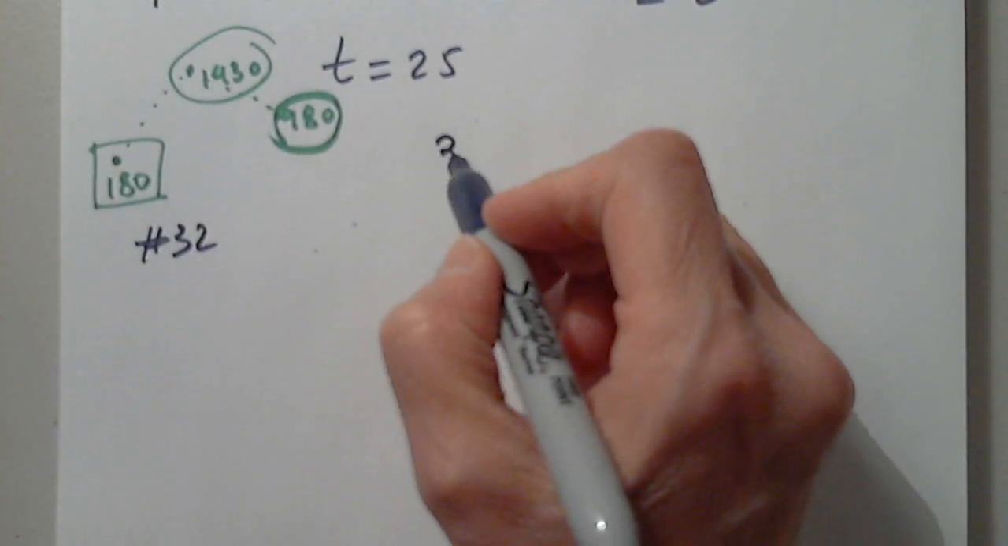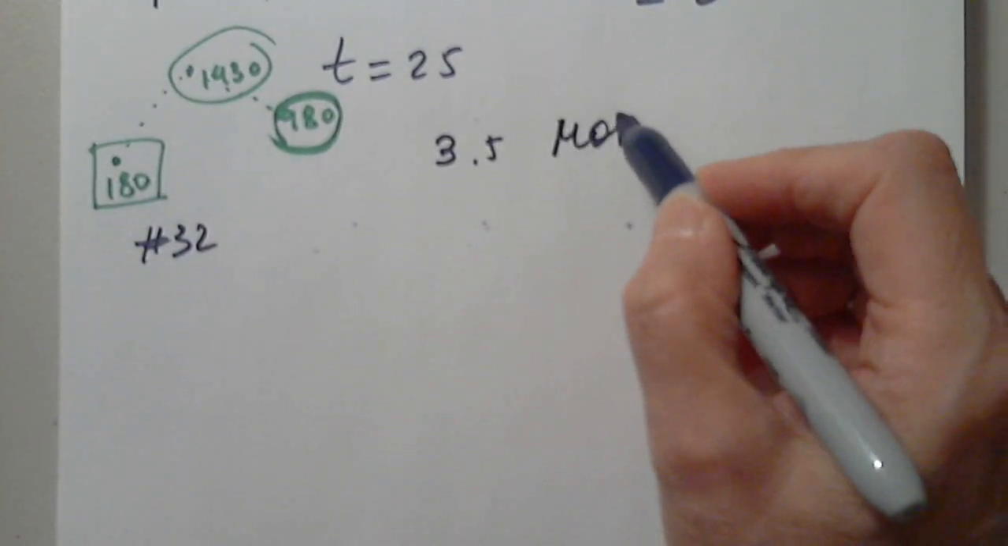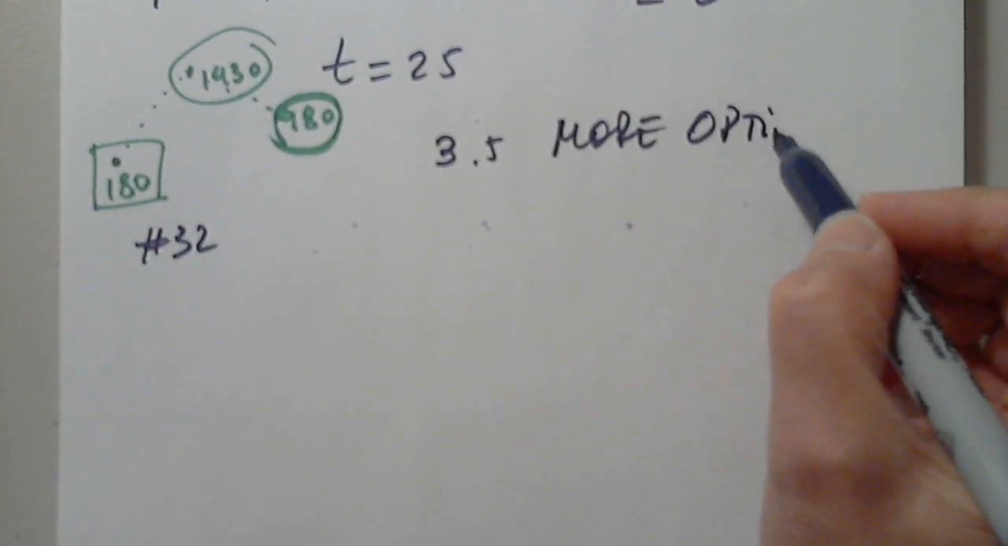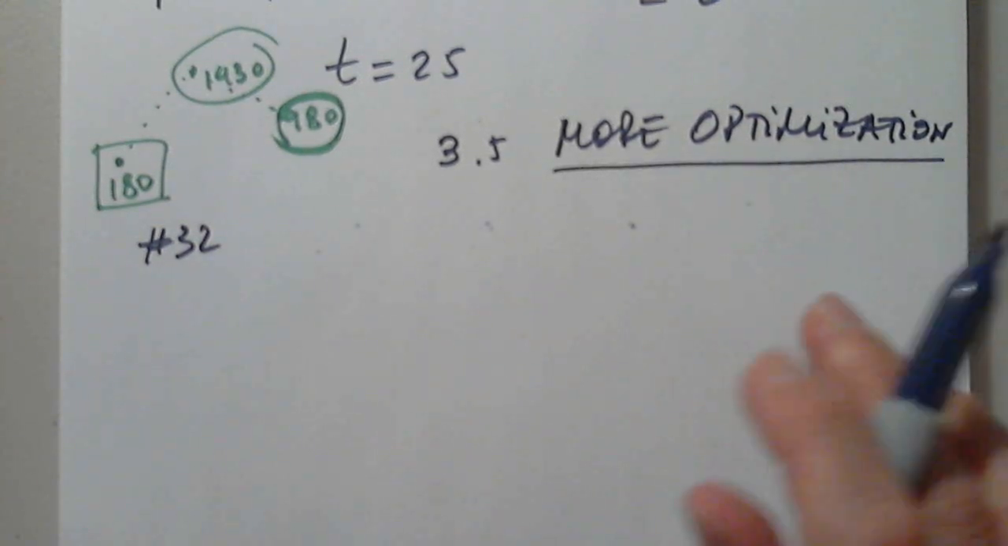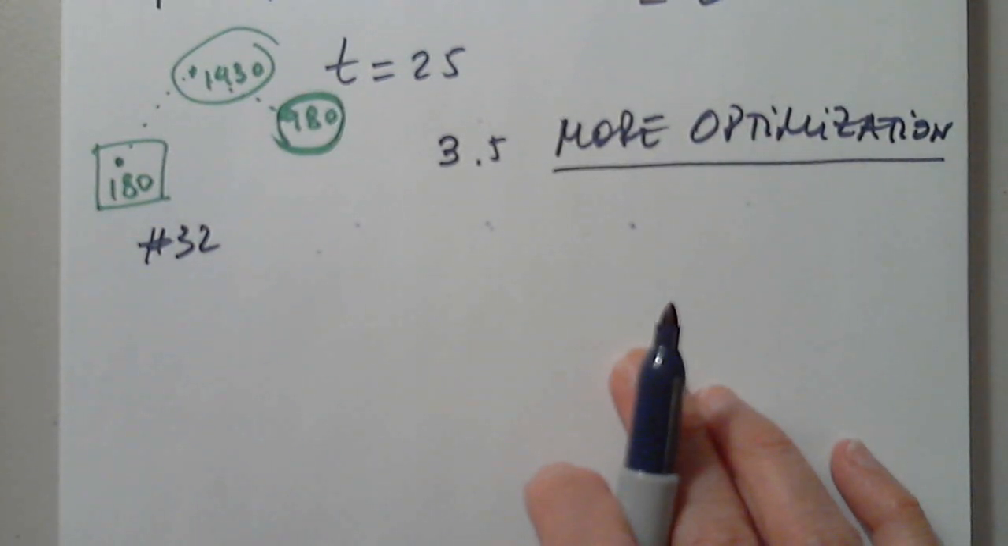So this is section 3.5, more optimization, more problems, more applications. Okay, perfect.